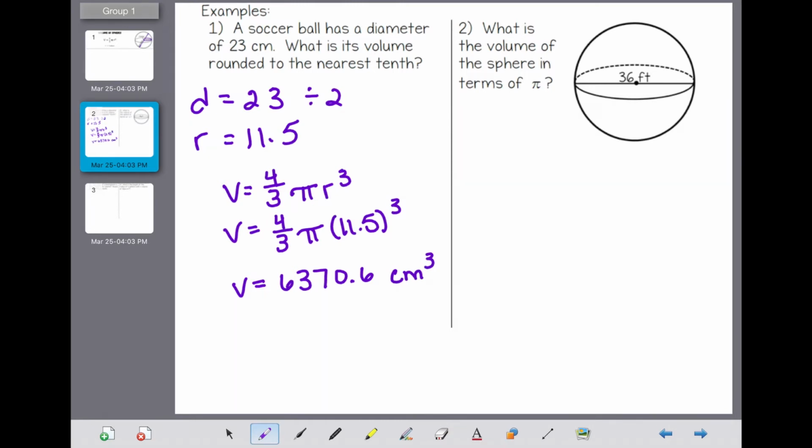Example 2 asks, what is the volume of the sphere in terms of pi? So first notice that in my diagram, they're showing me a line that goes all the way across the sphere. So that means that's the diameter. So if my diameter is 36, what is my radius? My radius will be 18. So now I can plug that into the volume formula for a sphere.